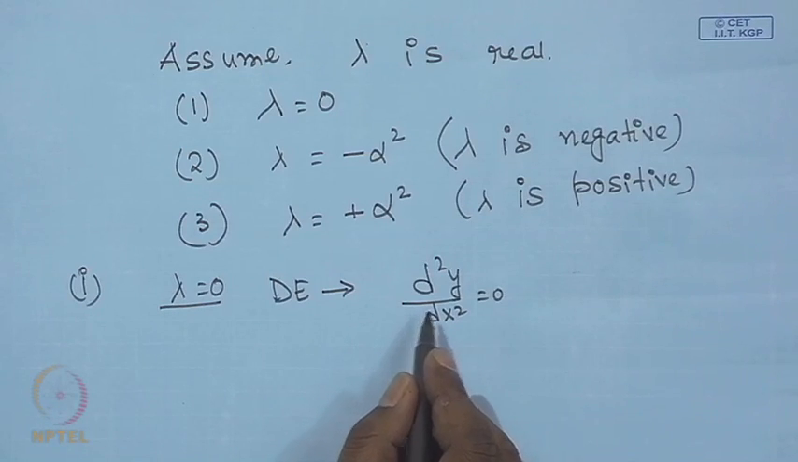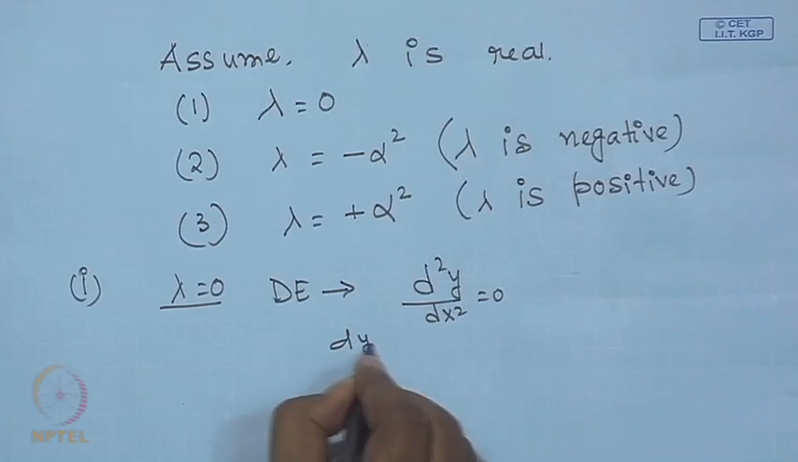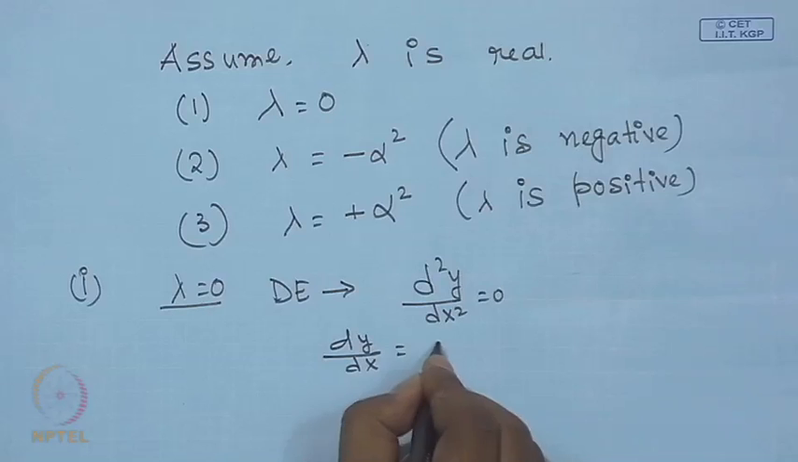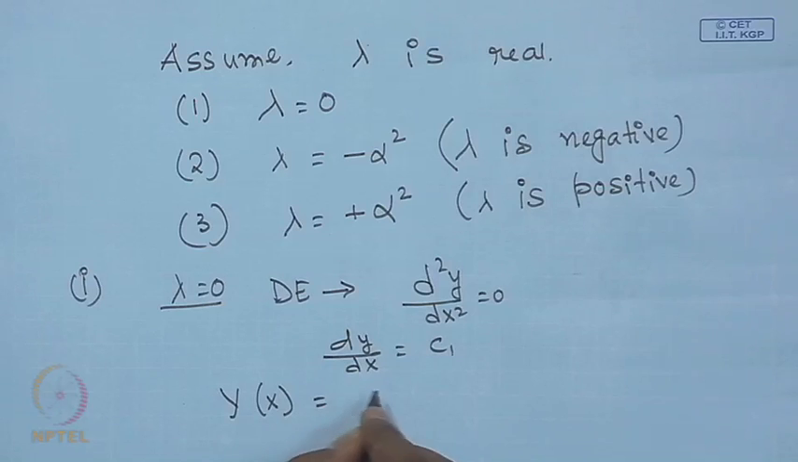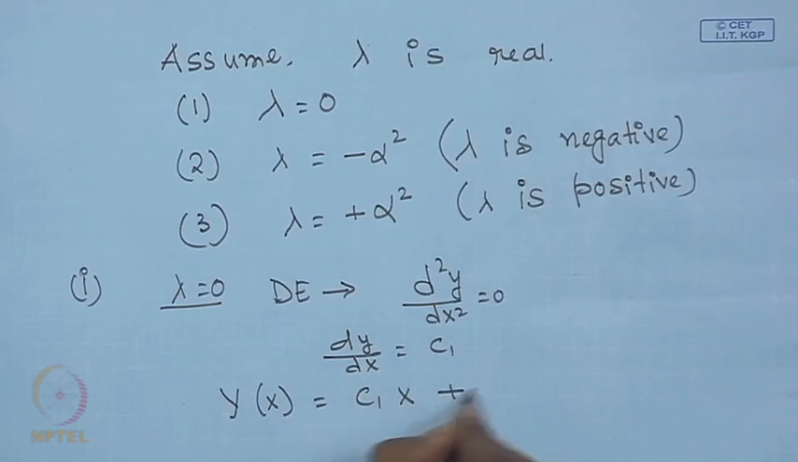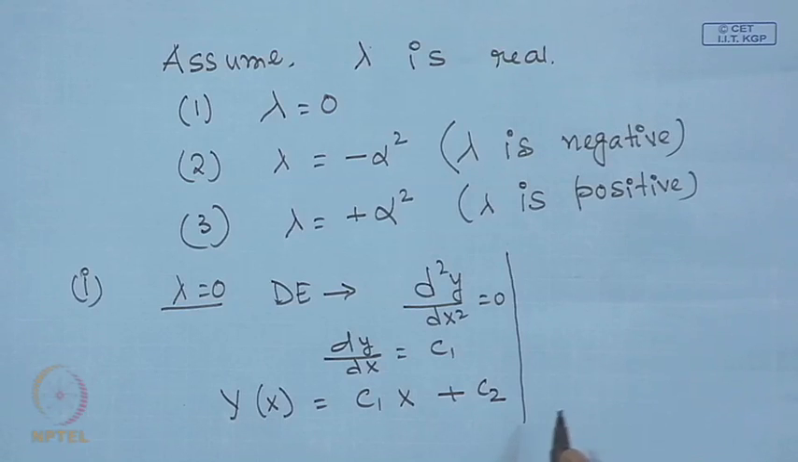If we integrate this equation, the first integration results in dy/dx equal to some constant c1, and the second integration leads to y as a function of x equal to c1 x plus c2. Now, these two constants c1 and c2 should be evaluated from the two boundary conditions. Let us write down the two boundary conditions.